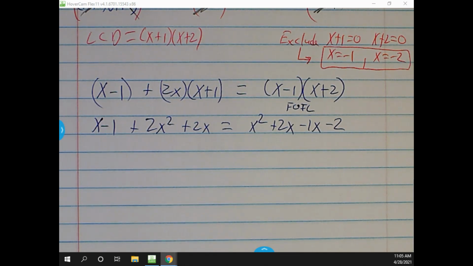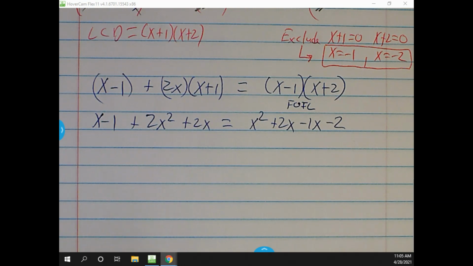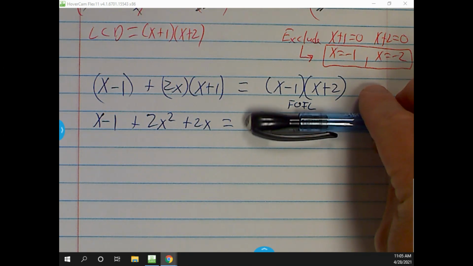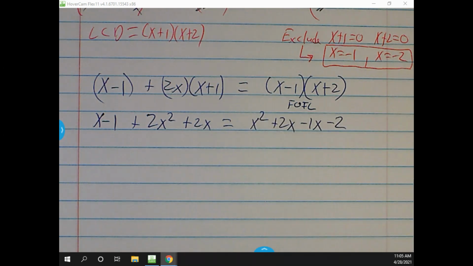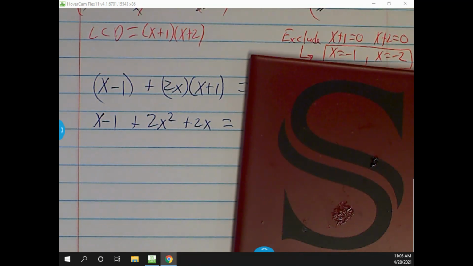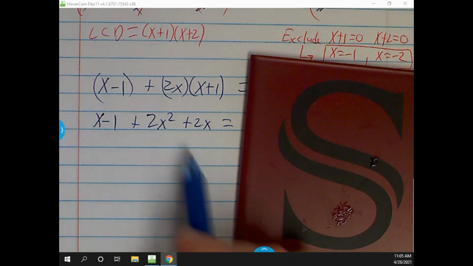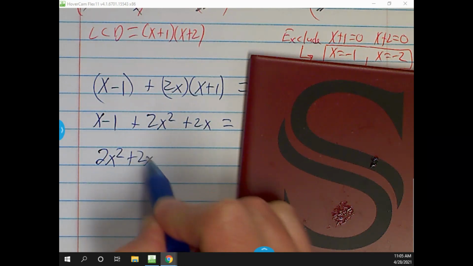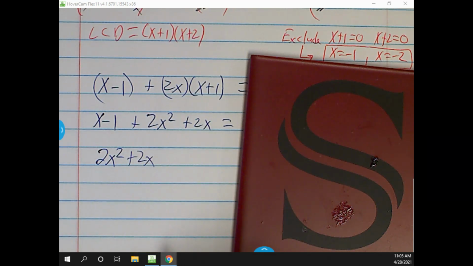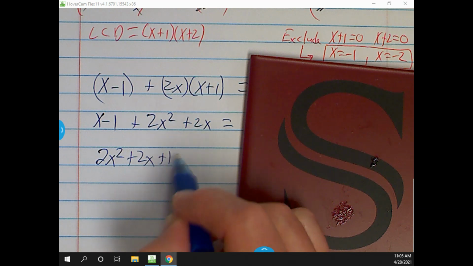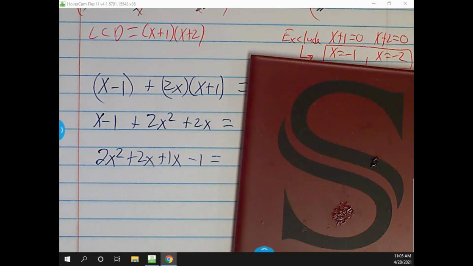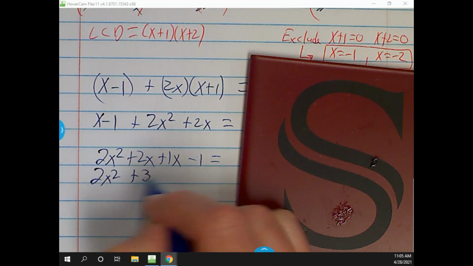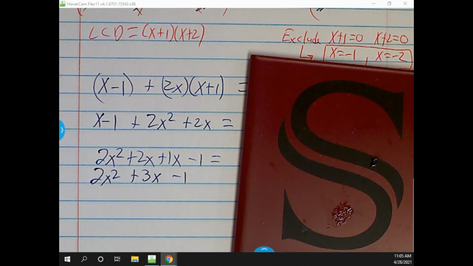Okay, and again, here's my suggestion on these. I would say on the left-hand side, and don't worry about the right-hand side for a minute. We'll come back to that one, so just block it out. Just forget about it for a minute. Take this left-hand side and rewrite it so it's in descending order, so we can get all the terms together. We've got 2x squared plus 2x. That technically would be a 1x minus 1. So if we combine all the like terms, that's 2x squared plus 3x minus 1.